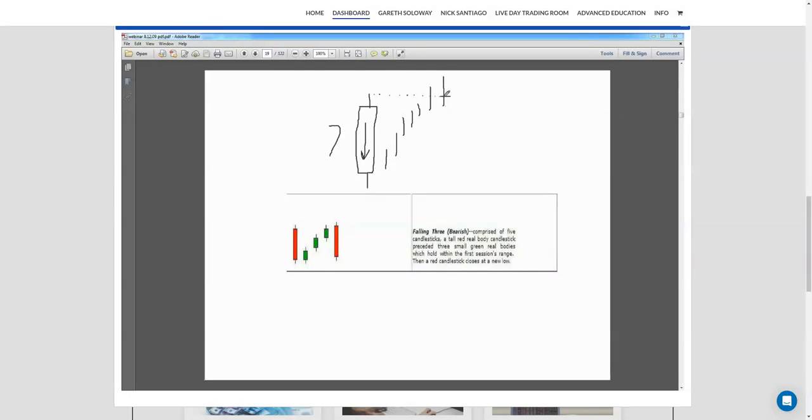Pierce the high and then close right on the high of the red bar, the down red bar. It's bearish. It's still bearish. Okay? If it closes on the high to the penny, it is still bearish. If it closes above the high, then we go to neutral. Does everybody get that?